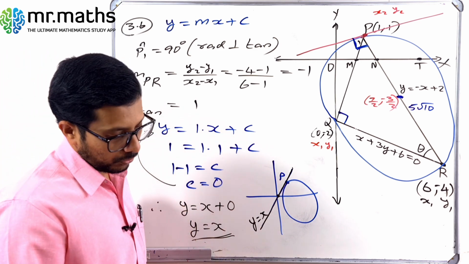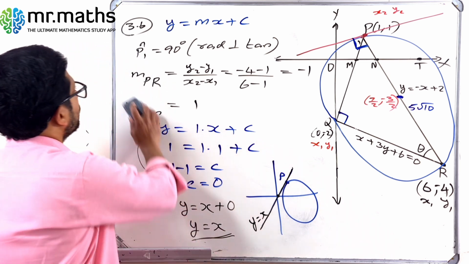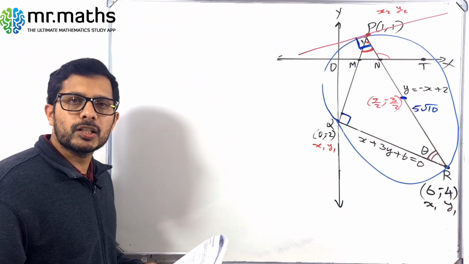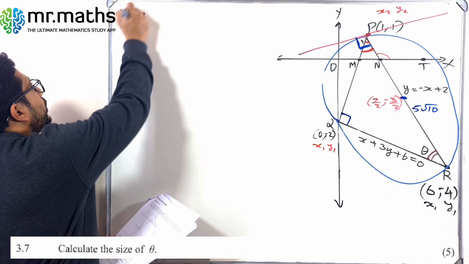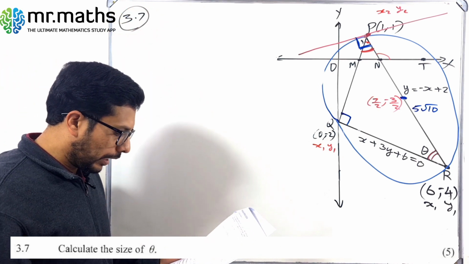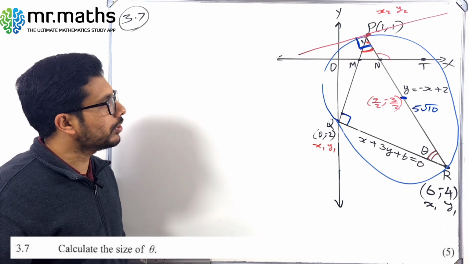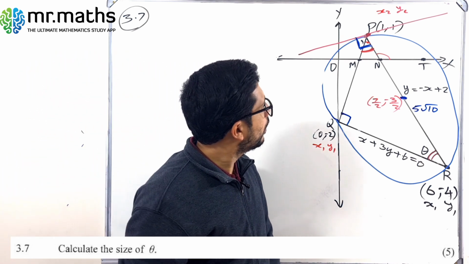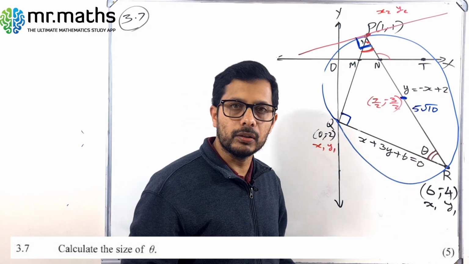Okay, now let's move to the next question. Question number 3.7. What is that question? Calculate the size of theta. You have to find the size of theta. Which one is theta? Theta is this angle. Am I right? You have to find this angle. That is the question.